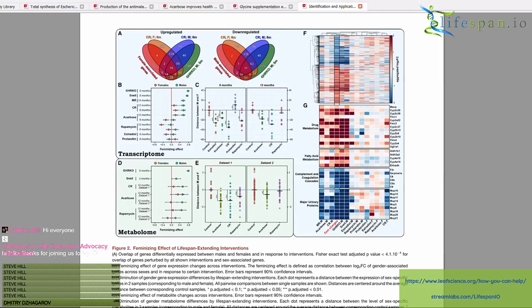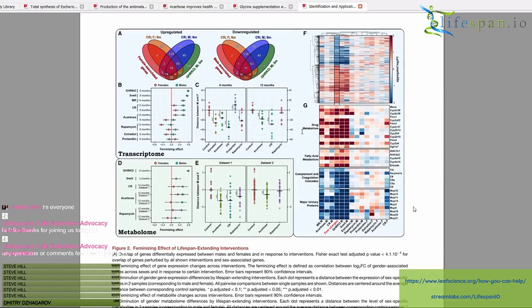So two questions, Alexander. One question is looking at the data there. You may have this information or not, because it's not what you looked at here. But some of the interventions, like CR, for example, clearly have a feminizing effect, or some of the genetic backgrounds, like the growth hormone receptor knockout mice, clearly have a strong feminizing effect. Some not so much, like rapamycin or acarbose, which lowers blood glucose levels.